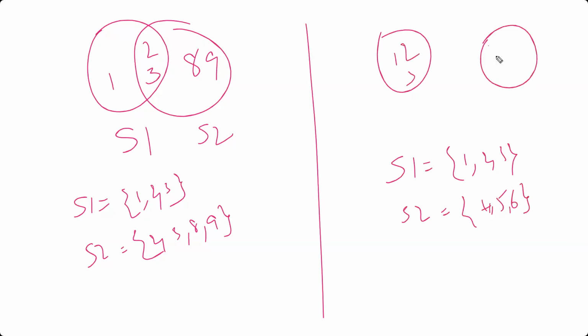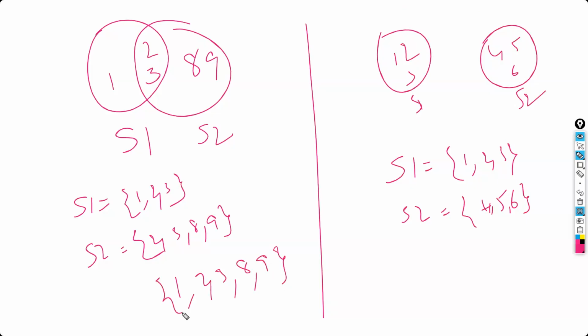1, 2, 3, 4, 5, 6. In this case, if I do the union, what is the answer? What is the union? 1, 2, 3, 8, 9. This is the union for this. What is the union of this one? 1, 2, 3, 4, 5, 6.